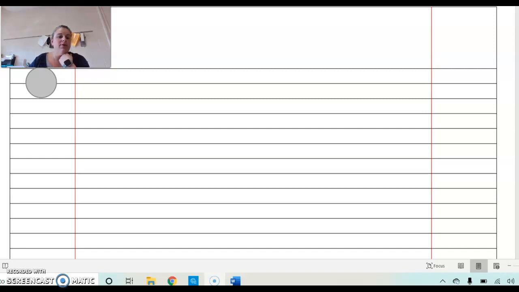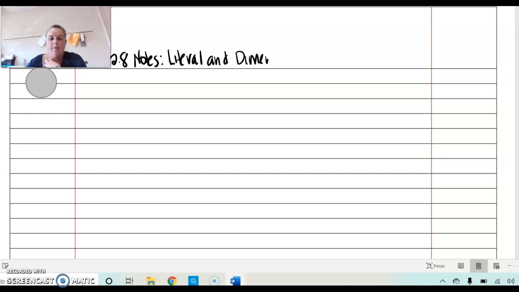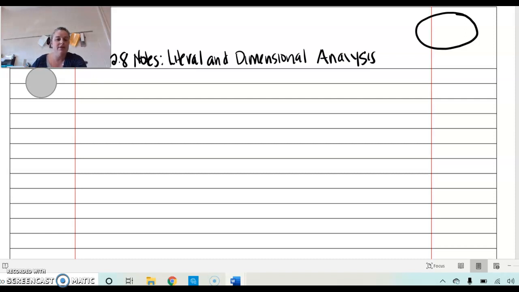These are your notes on literal analysis and dimensional analysis. So I put 2.8 notes, literal and dimensional analysis. And make sure you put your page number at the top and put this into your table of contents.